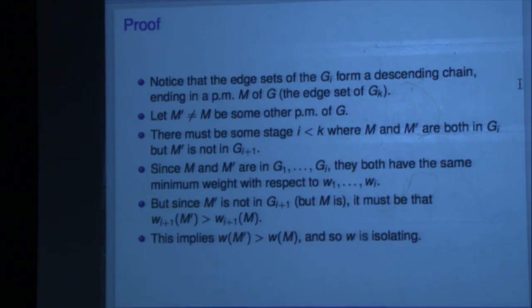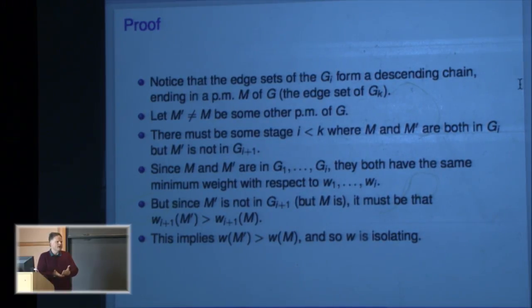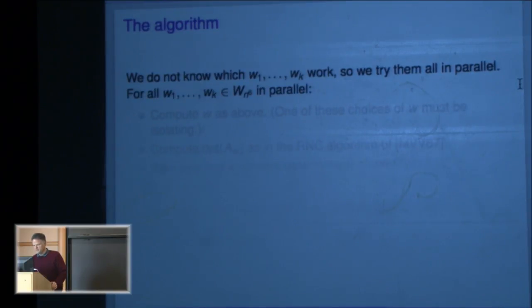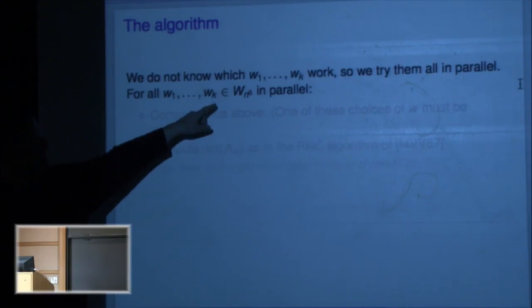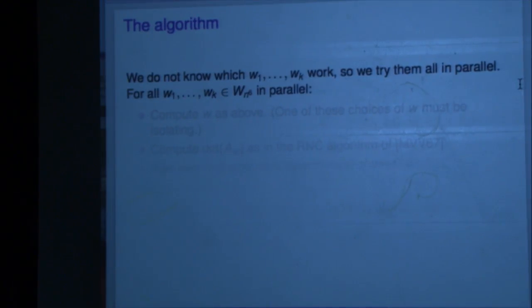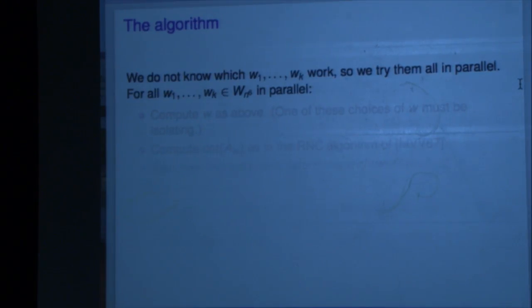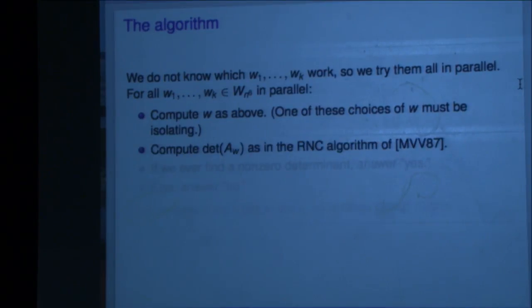So if these W sub I's are chosen correctly, we know that we're going to get some isolating weight assignment. We don't know which one of these works, so we try them all in parallel. Each one of these weight functions takes order log n bits, but there are k of them, and k, you might recall, was log n. So when you put these all together into a single weight function, it takes up about order log squared n many bits.